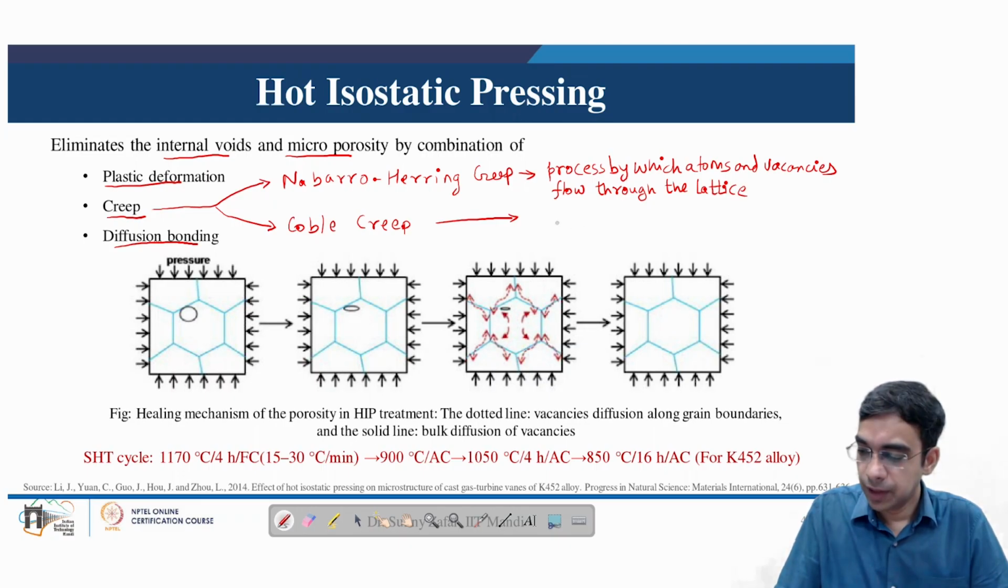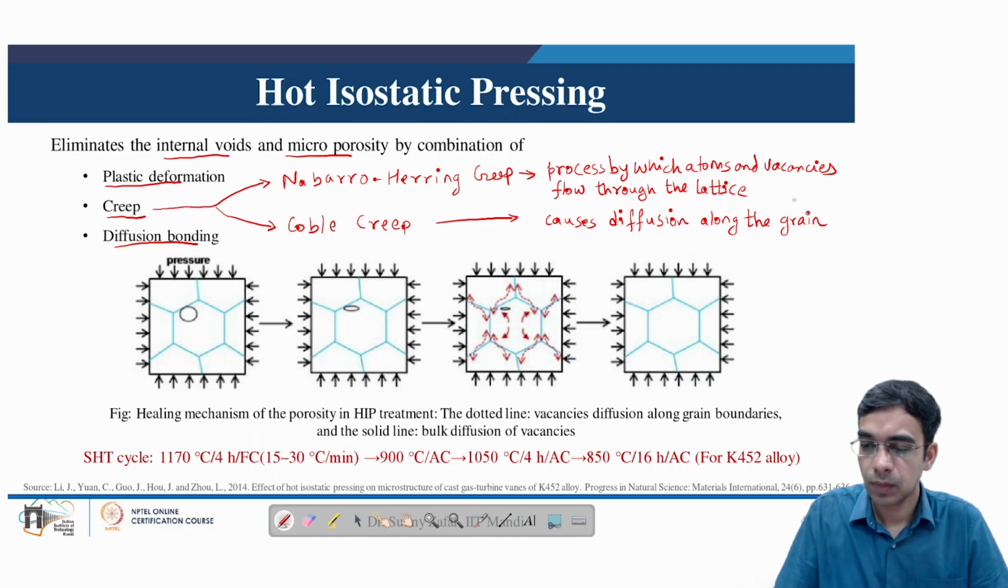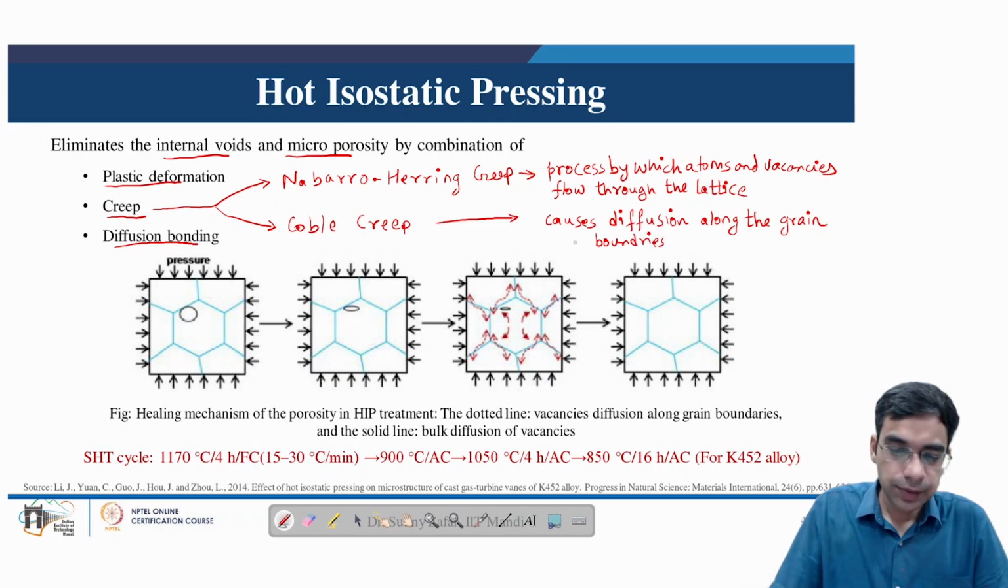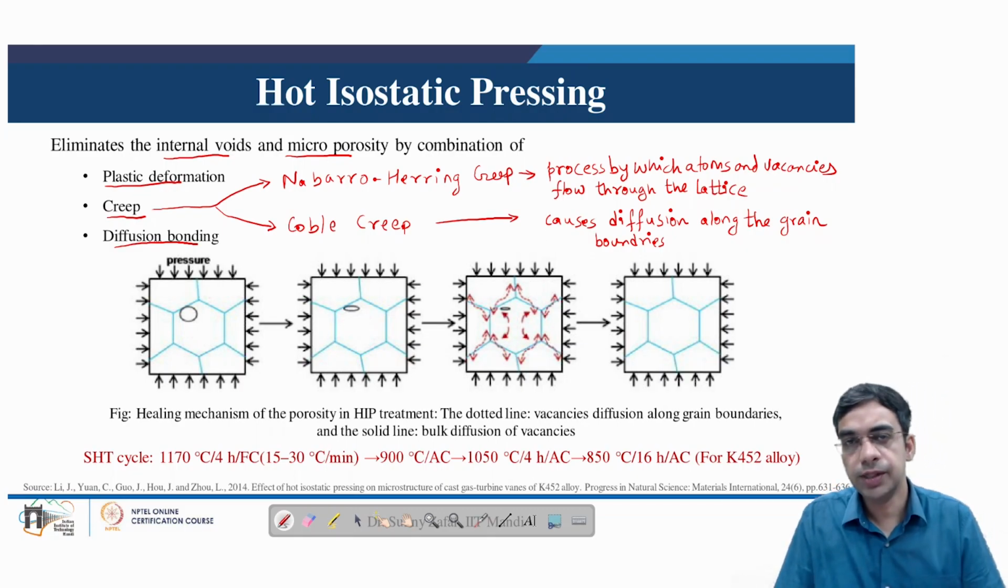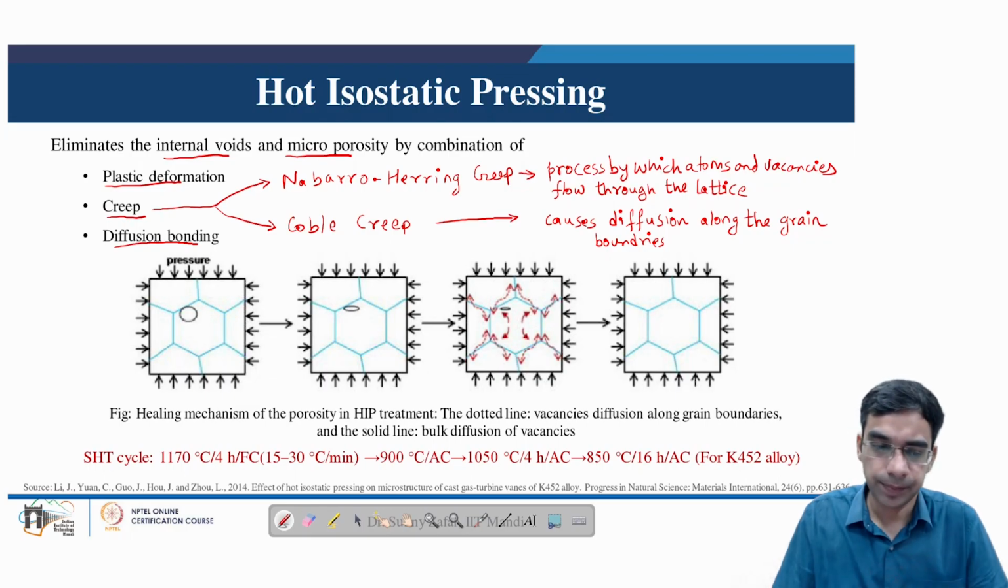While in the Coble creep, what happens? It causes diffusion along the grain boundaries. So essentially both of these mechanisms are largely dependent on diffusion, and diffusion, as we know, is a thermally activated process.